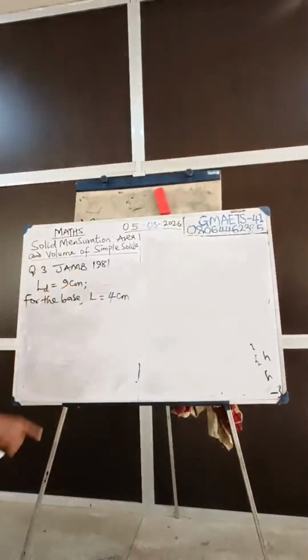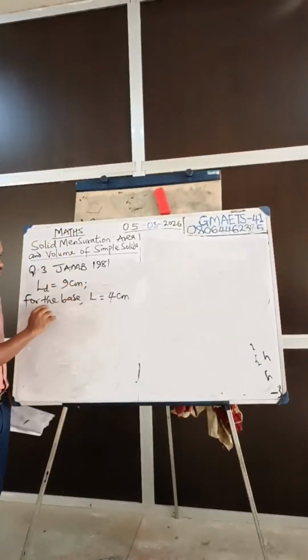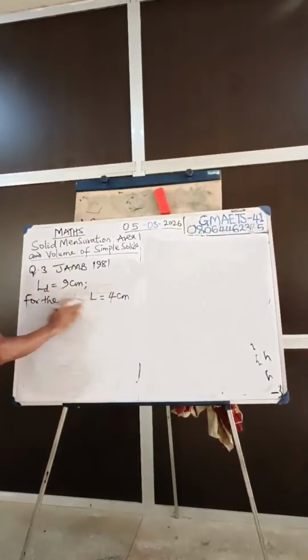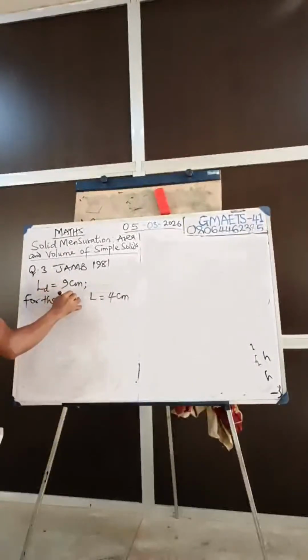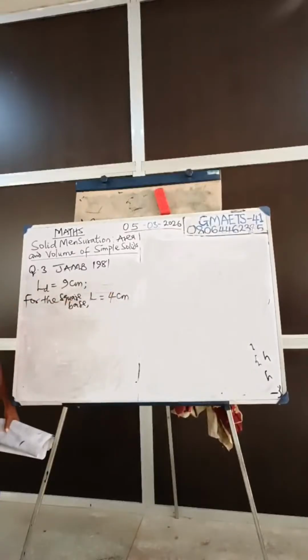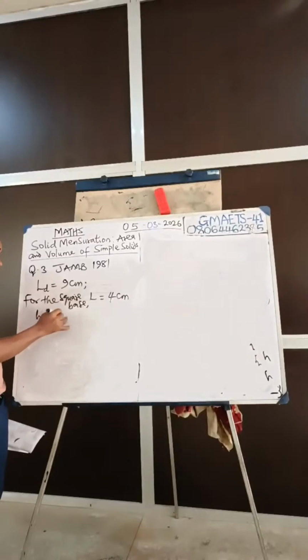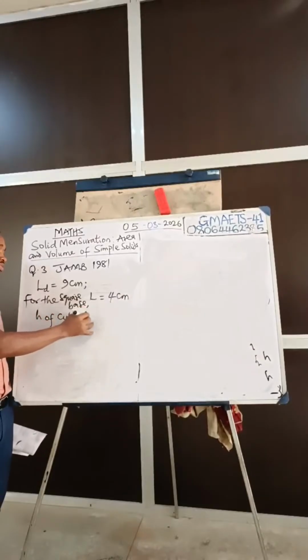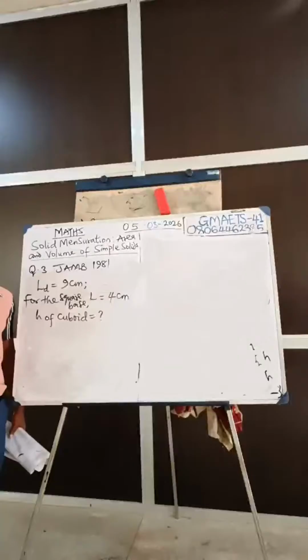Why I'm saying these things, for the square base, let me indicate please, very important, for the square base, the length is equal to 4 centimeter, which means that the breadth is also equal to what? 4 cm. Now what did they say we should find here? Height of the cuboid, is that not so? H of the cuboid. Trying to define this as much as I can. Height of the cuboid, we don't know.